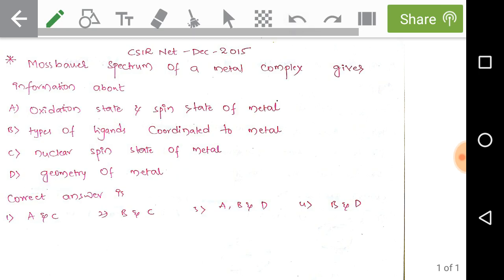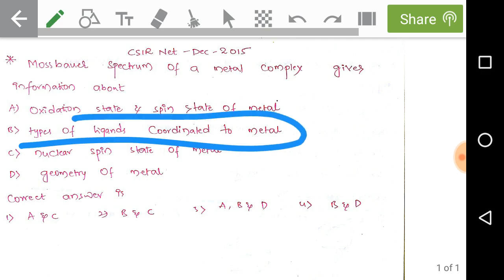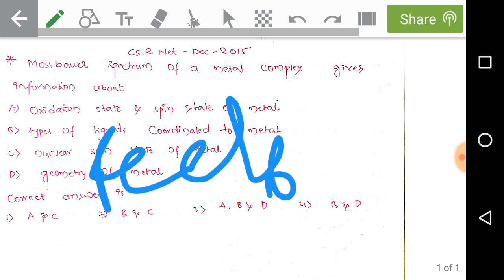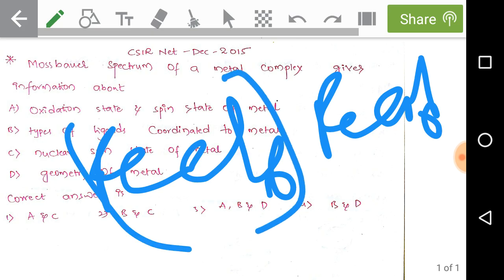Just check the concept lecture on Mössbauer spectrum in your course. Here for this problem, the Mössbauer spectrum of a metal complex gives the information about oxidation state and spin state of metal, and types of ligands coordinated to metal, and also gives the information about geometry of metal. For example, if you take iron complexes, here we have taken FeCl6 and another one is Fe(CN)6, just by changing their oxidation states.